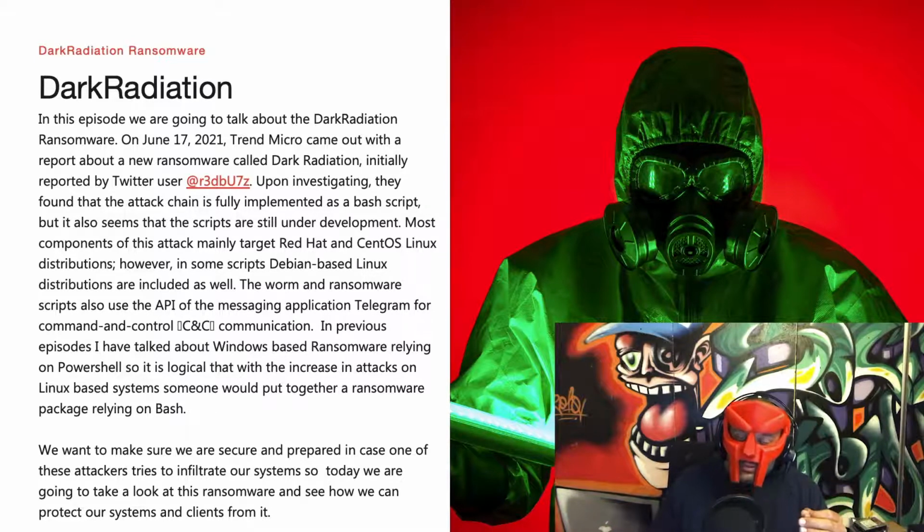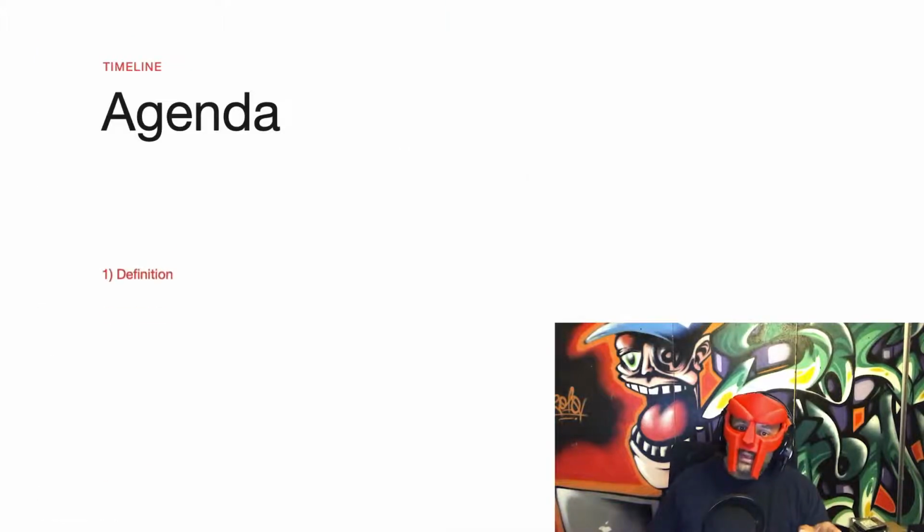In previous episodes, I've actually talked about, if you recall, Windows-based ransomware relying on PowerShell. So it's only logical that with the increase in attacks on Linux-based systems, someone would put together a ransomware package relying on bash. Now, we want to make sure we are secure and prepared in case one of these attackers tries to infiltrate our system. So today we're going to take a look at this ransomware and see how we can protect our systems and clients from it. Let's take a quick look at the agenda.